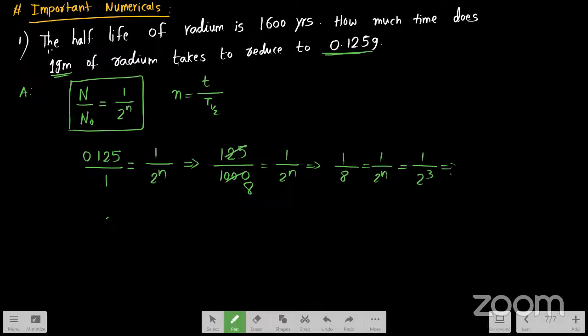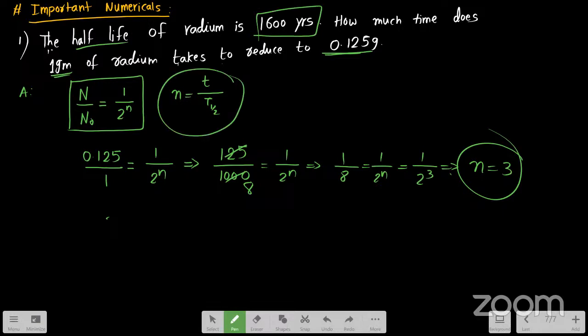So from here we are getting the value of n, which is 3. Half-life of radium is given. How much is the half-life of radium? 1600 years. So what is the formula for n? n is equal to t divided by t half.